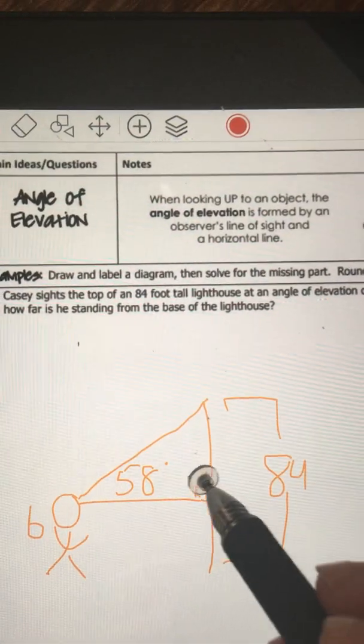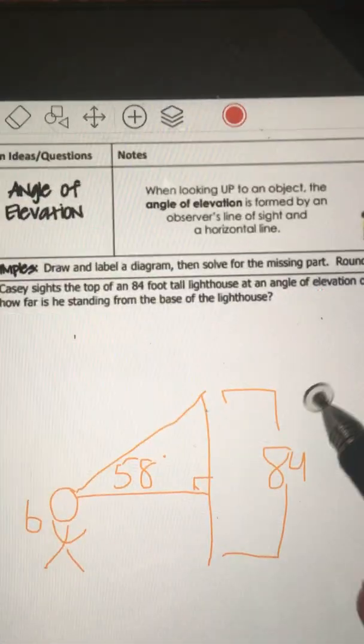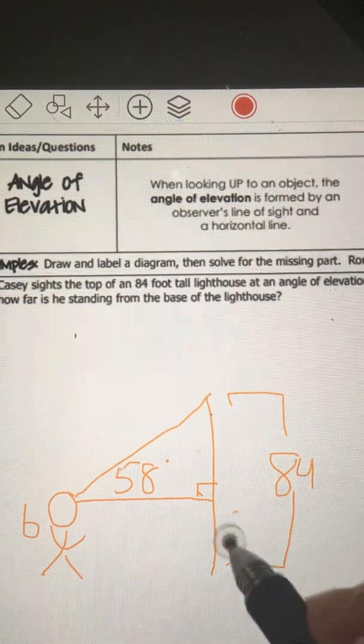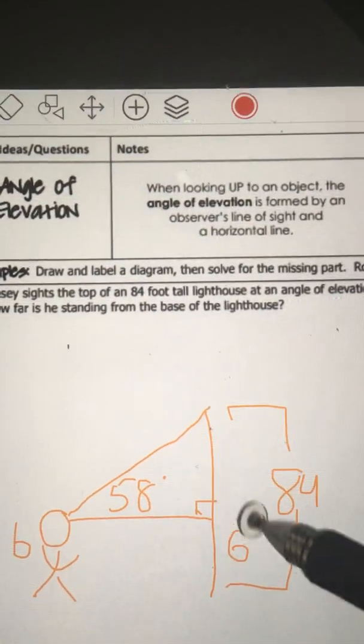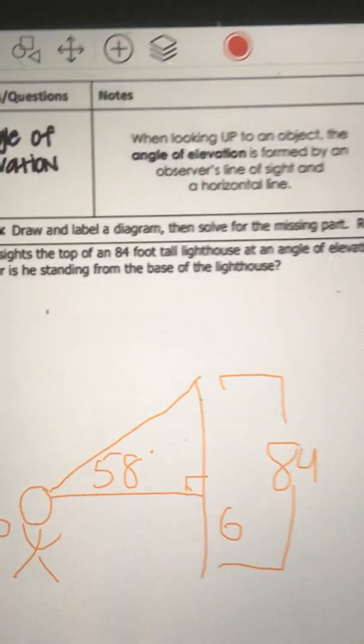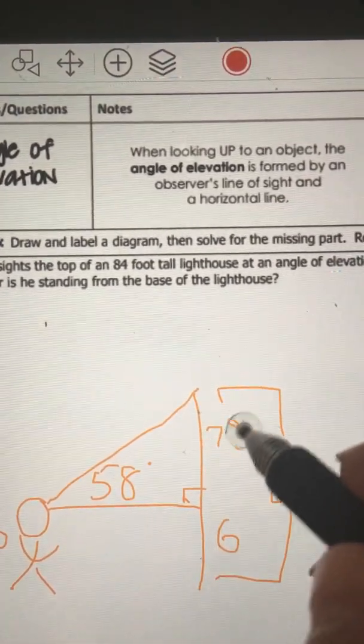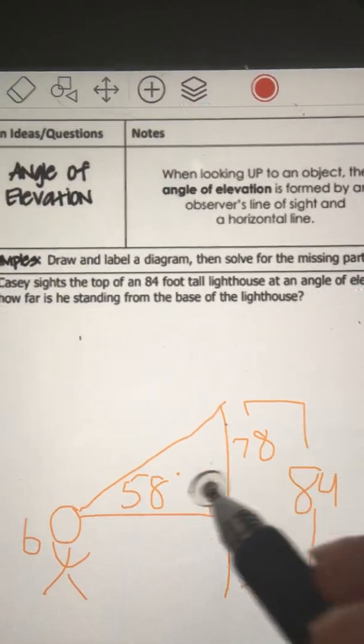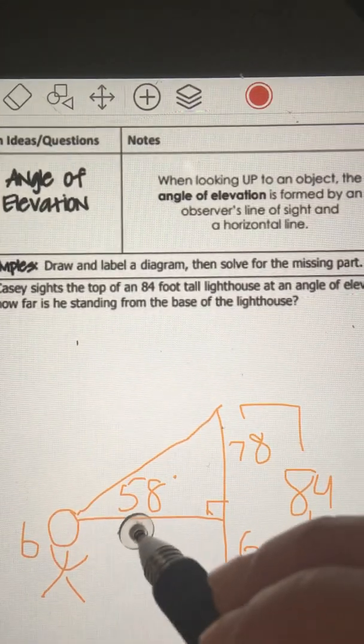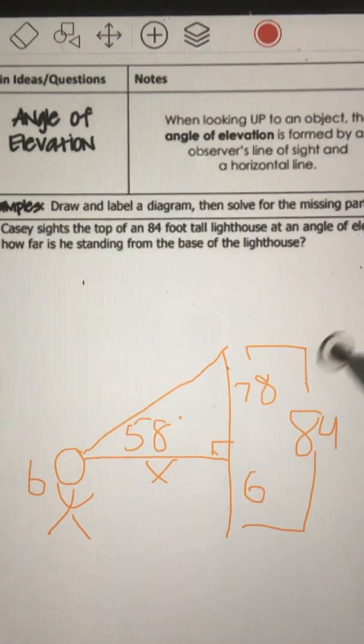But our triangle just involves this little piece here. So if that's 84, and he's 6 feet tall, the leftover would have to be 78. So we're working with this triangle here, and we want to figure out this distance between the person and the lighthouse. So we are going to label our triangle.